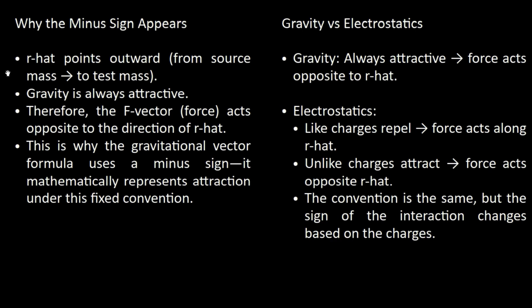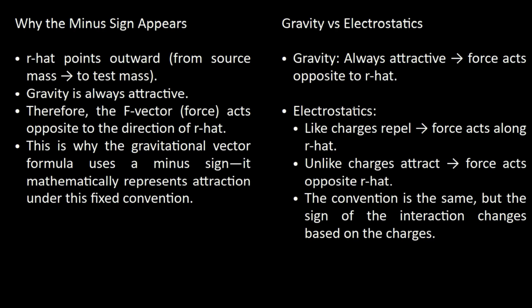A few more things that will make it a lot more clear. Why does the minus sign appear? In our case, r cap points outward, that is from the source mass to the test mass. Gravity is always attractive. Therefore, the F vector acts opposite to the direction of r cap. This is why the gravitation vector formula uses a minus sign. It mathematically represents attraction under this fixed convention. So if someone looks at any formula and sees a negative sign, they get to know that we are looking at a case of attraction.